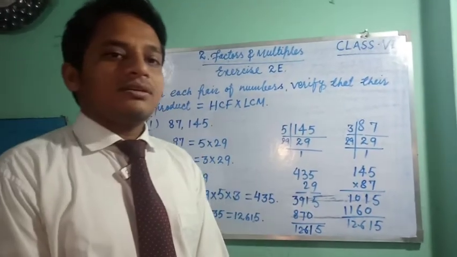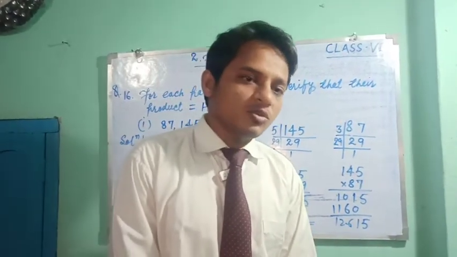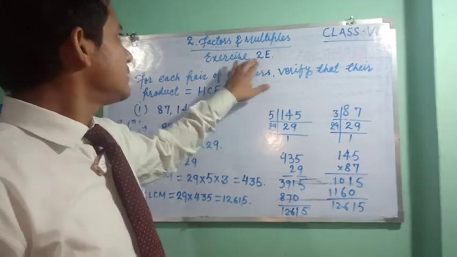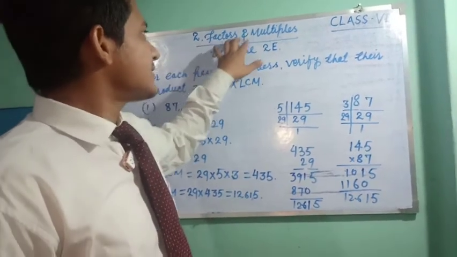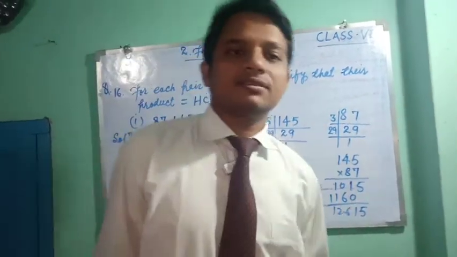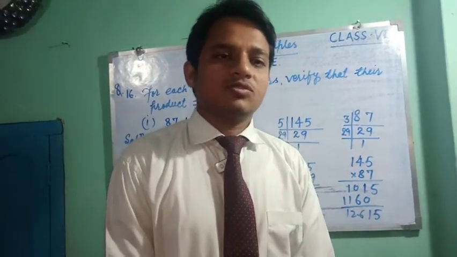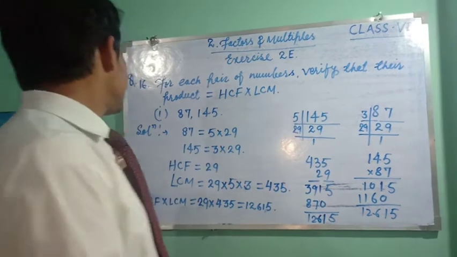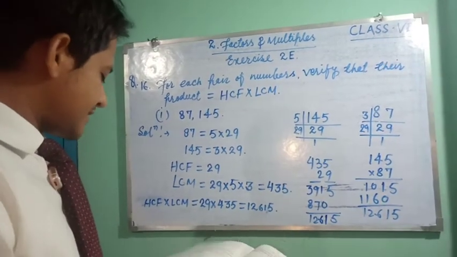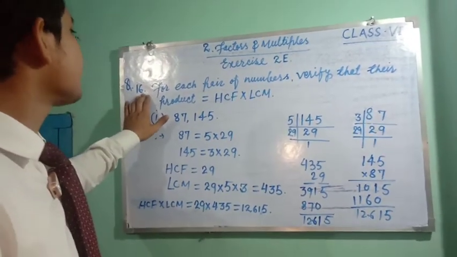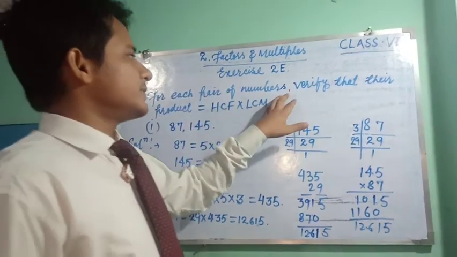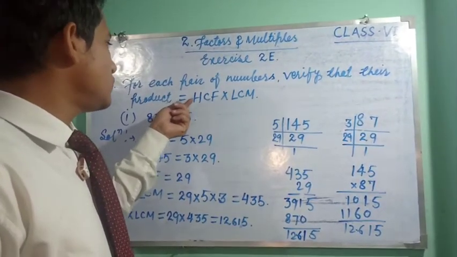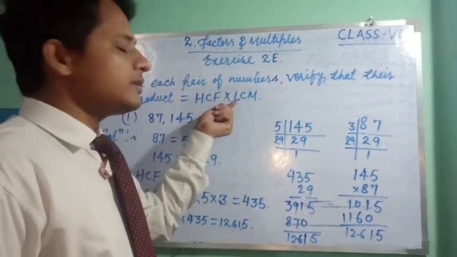In this video lecture, we will learn how to solve questions of exercise 2E, chapter 2, factors and multiples, class 6. So students, get ready to learn. Let's get started. Question number 16. Have a look. For each pair of numbers, verify that their product is equal to HCF multiplied by LCM.